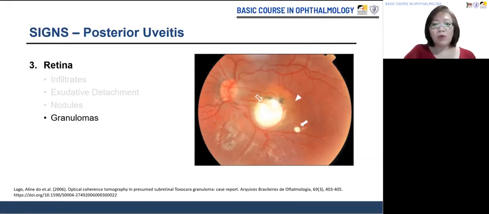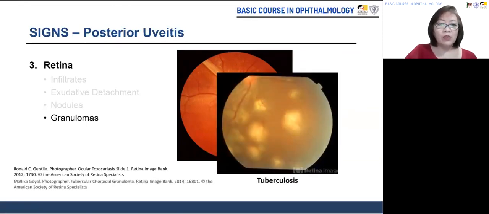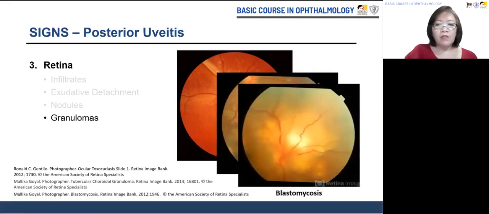This photo shows a peripheral granuloma in a patient with toxocariasis, which presents as an amorphous whitish mass with tractional membrane, and retinal detachment may actually occur as the result of this traction membrane. So this is the traction membrane. They may also occur secondary to tuberculosis, as shown here, or fungal infections such as blastomycosis.